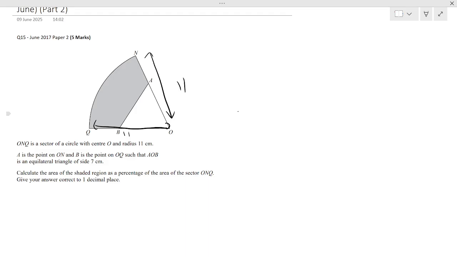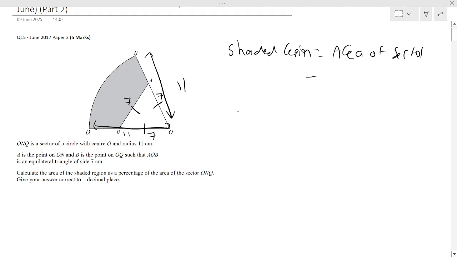So equilateral means that all these sides are the same, right? And all the sides then are going to be 7, 7, and 7. Find the area of the shaded region as a percentage of the area of the sector. So this shaded region over the whole sector. That's because the area of the shaded region is just going to be the area of the sector, the whole sector, minus the triangle area. Okay, well then let's work both of them out.